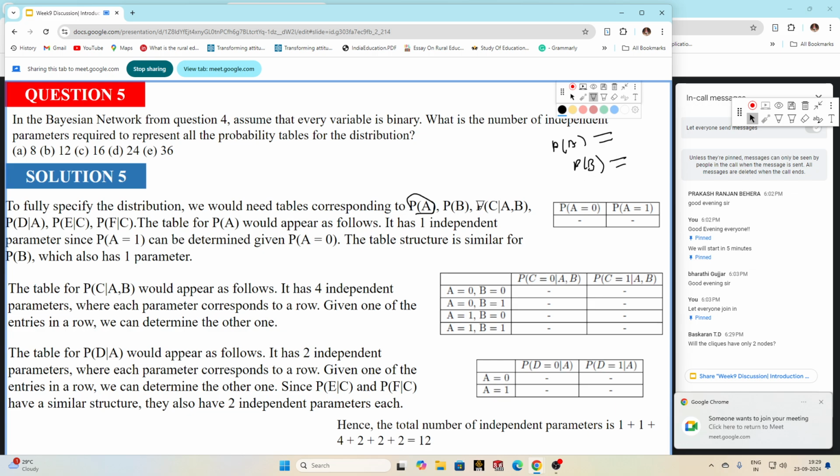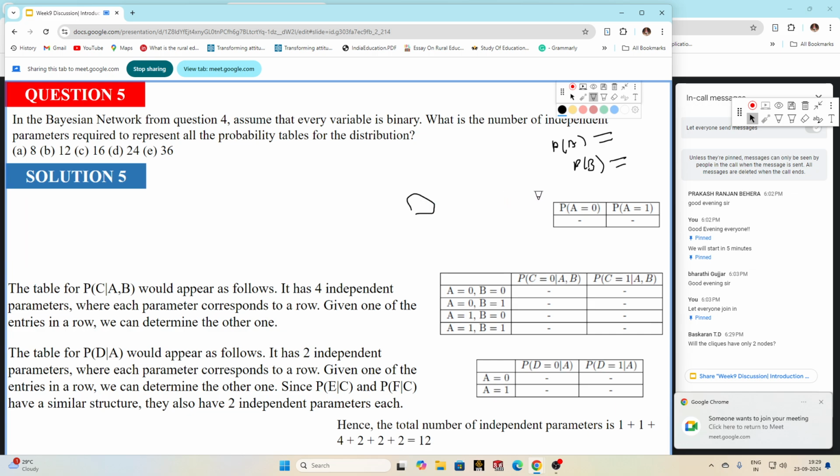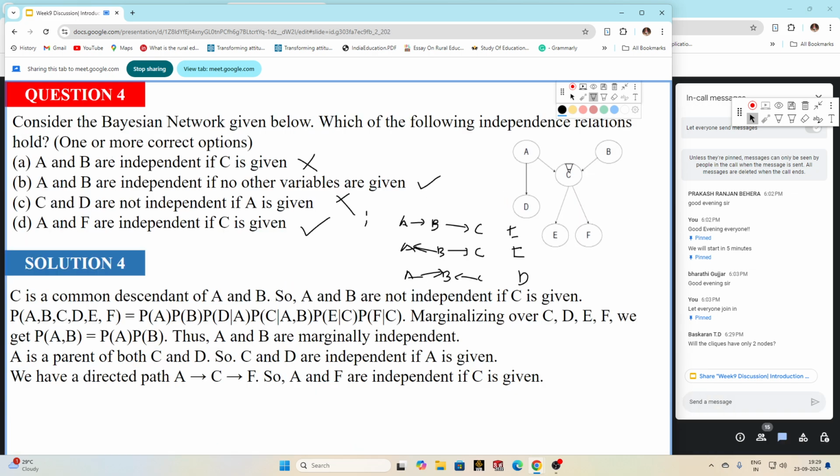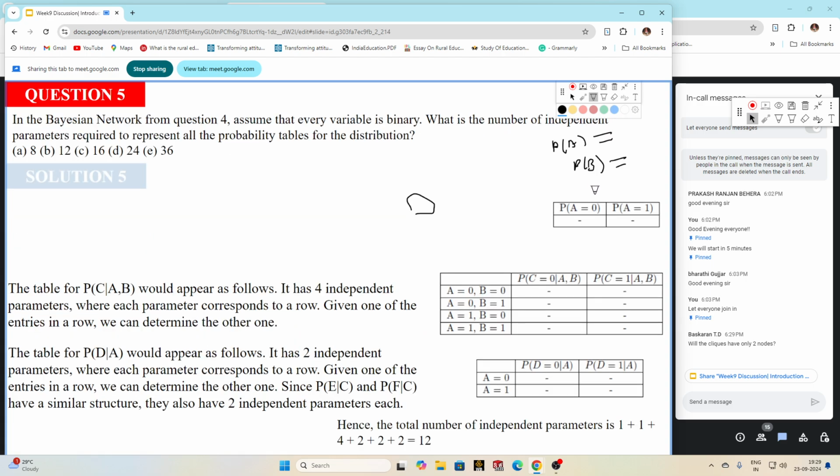Okay, now for P(C given A, B), C has two parents, A as well as B. For C given AB, we will have four cases: when A equals 0, B equals 0; A equals 0, B equals 1; A equals 1, B equals 0; and A equals 1, B equals 1. That is why for P(C given AB), we will have four cases.